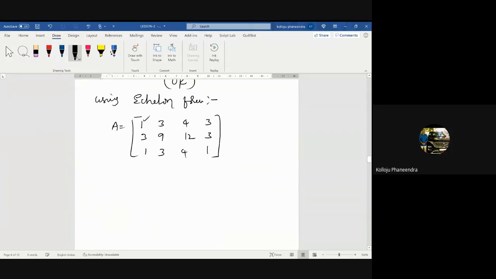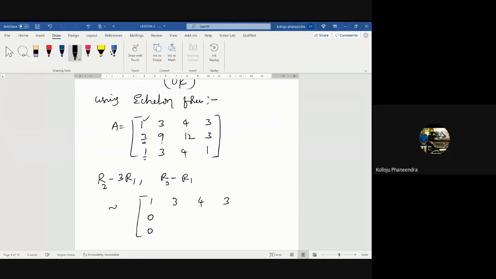Using this one, I have to reduce this to 0, this to 0. So what is the operation? First R2: multiply R1 by 3 so that it is 0. And R3 minus R1. So what does the matrix reduce to? 1, 3, 4, 3. This is 0, 0. Finished. Coming to these positions.